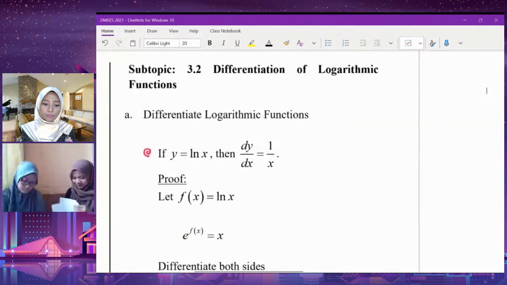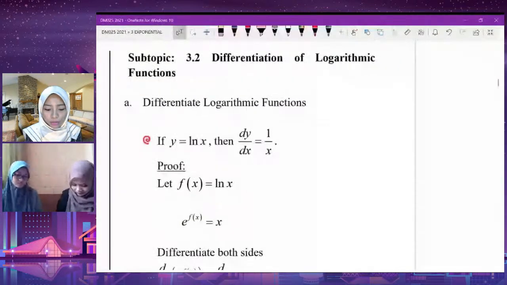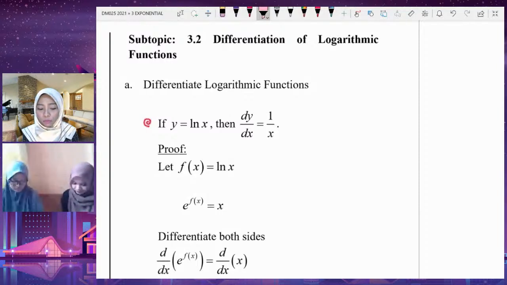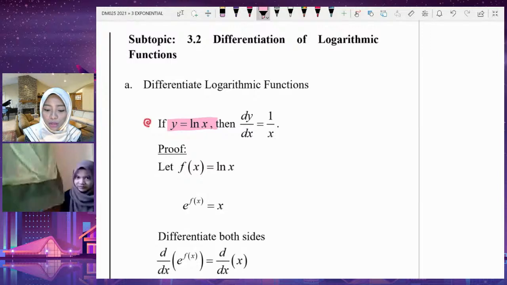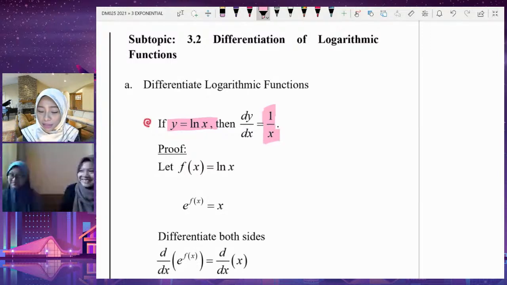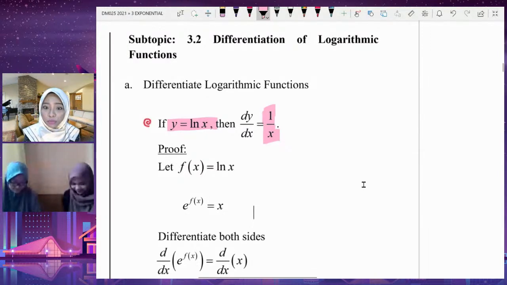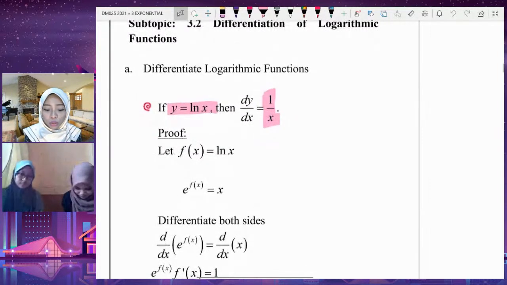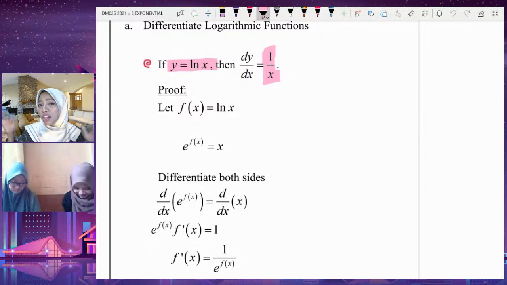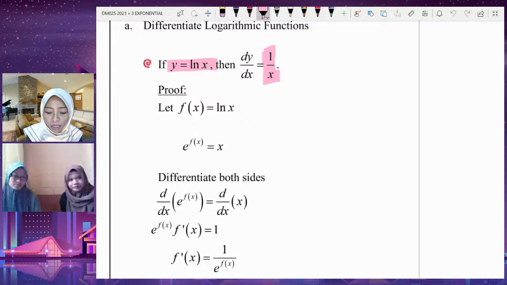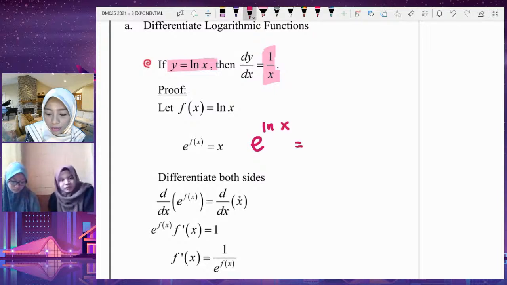If you see here at your notes, if given y equals ln x, when you differentiate ln x, you will get 1 over x. Why is that so? You can see the proving here. This is f(x) and ln x. What do you do if you have ln at both sides? You put the exponent on both sides. When you put the exponent on both sides, e to the power of ln x is equals to x.